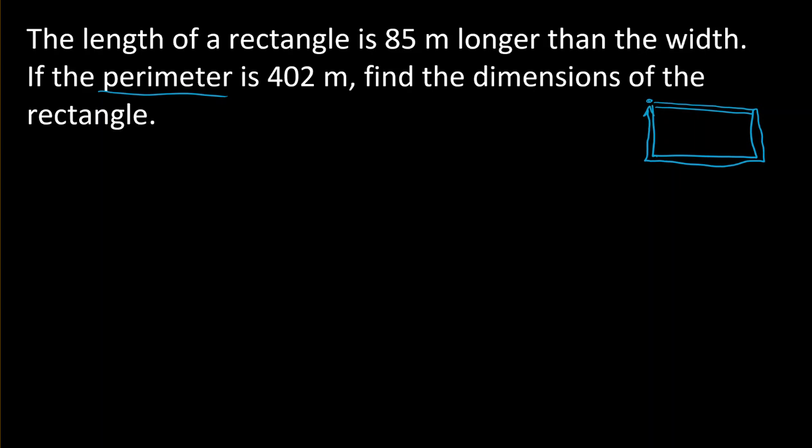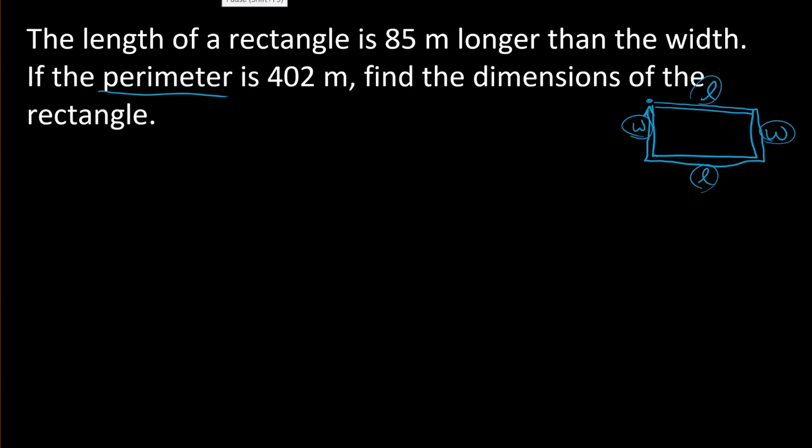So what did we just do? Well, we wrapped around, so we went a length, and then we went down by a width, and then we went back by a length, and then we went up by a width. So that means the perimeter really is just two lengths and two widths. We're going to need that information here in a little bit.